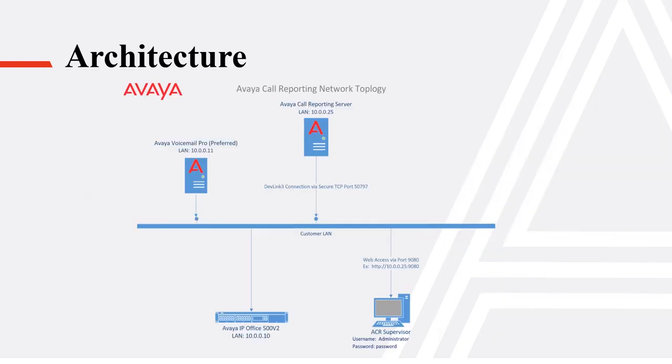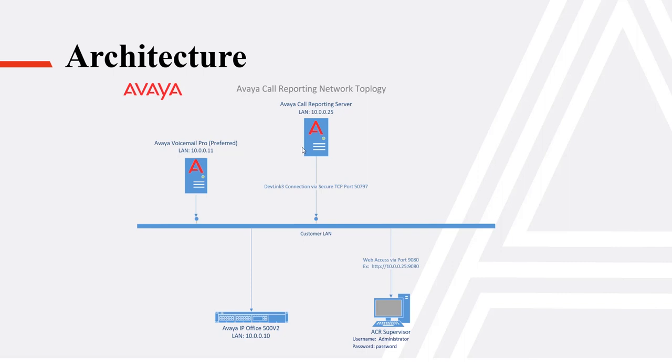Okay, so let's start with a very high-level architectural design. Very simple network topology here. I have a standalone IP Office, standalone Voicemail Pro. You're going to install Avaya call reporting on its own server. Yes, it can be virtualized. You can do VMware or Hyper-V. You can do Windows or Linux, but it's going to be on its own PC or server.